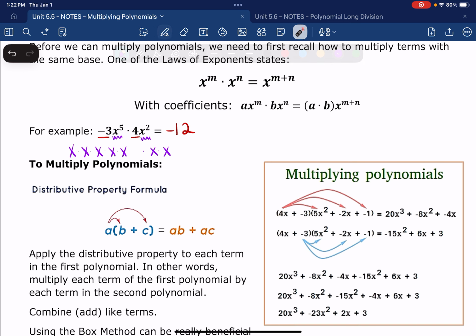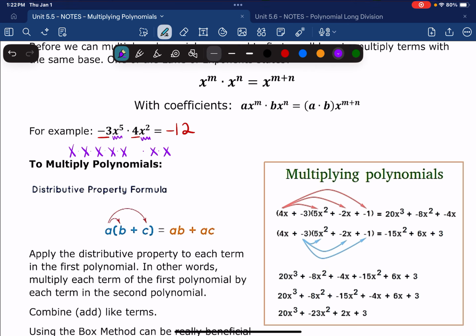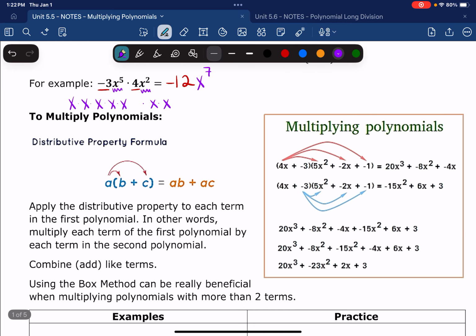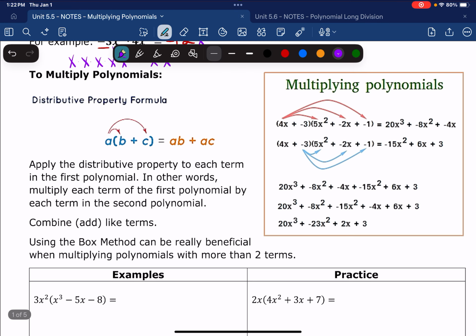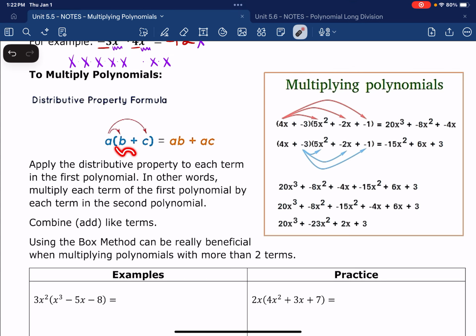So how many of those do we have all together? 1, 2, 3, 4, 5, 6, 7. That is why when you're multiplying variables, you just add their exponents together. So this is x to the 7th power. That's the rule, and we learned that in Algebra 1. We also talked about the distributive property in Algebra 1 when you are taking a binomial and multiplying by a monomial. You just have to distribute that term to everything inside your parentheses.